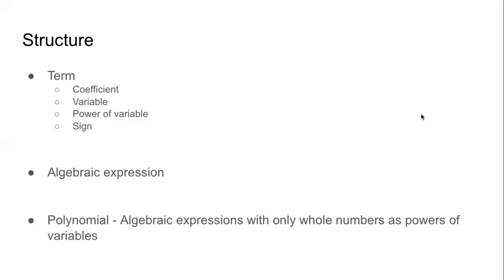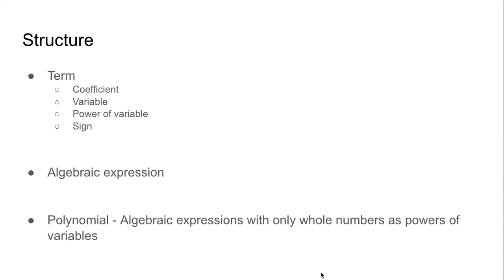Once we have understood what a term is, what an algebraic expression is, we can focus on what a polynomial is. And this we studied last year. Polynomials are a specific type of algebraic expressions in which the powers of the variables are only whole numbers. They cannot have negative numbers, cannot have fractions, only positive integers, right? Whole numbers, 0 to infinity. Those are called polynomials.